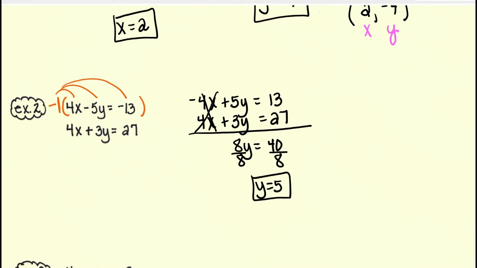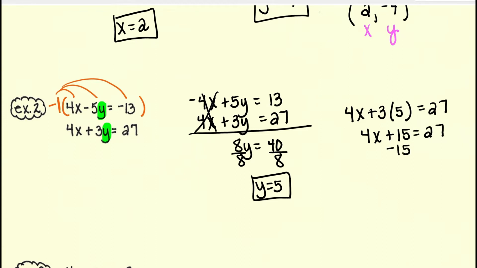And as in the last example, when you get that answer, you're going to go back to one of the original problems, let him go live in one of those houses. I'm going to go to the bottom equation. I just think the numbers are a little nicer there. So 4x plus 3, but where that y is, I'm going to put a 5, is equal to 27. That gives me 4x plus 15 is equal to 27. Subtract your 15 over. 4x is equal to 12, and then divide by your 4.